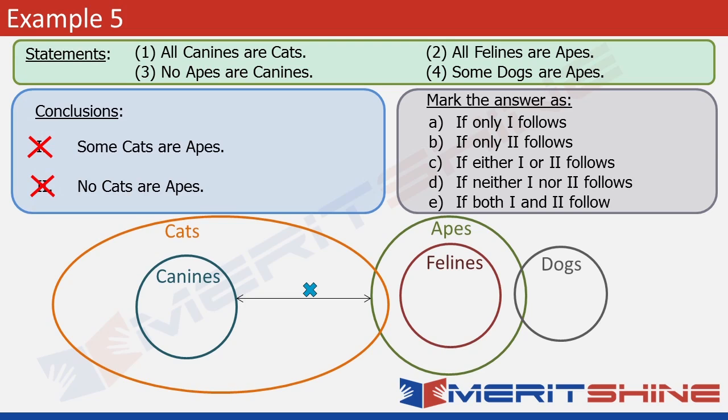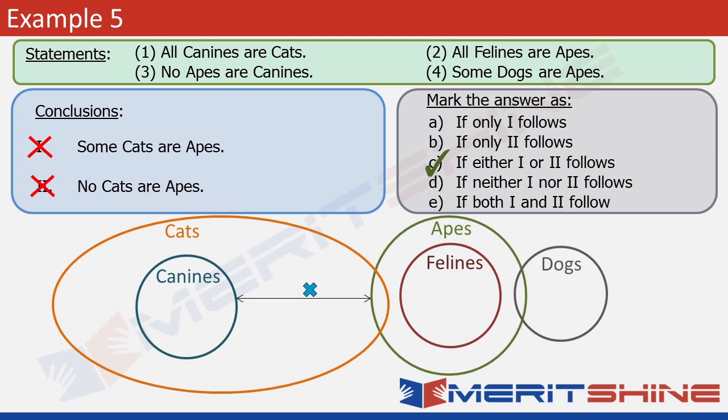So it means basically these two conclusions are complementing each other. So if one does not follow, two follows. If two does not follow, one follows. So it's a special case. So in this case, the answer would be option C. So remember this. The format is no A are B and some A are B. No cats are apes and some cats are apes. So any such set can give you either or as the answer.